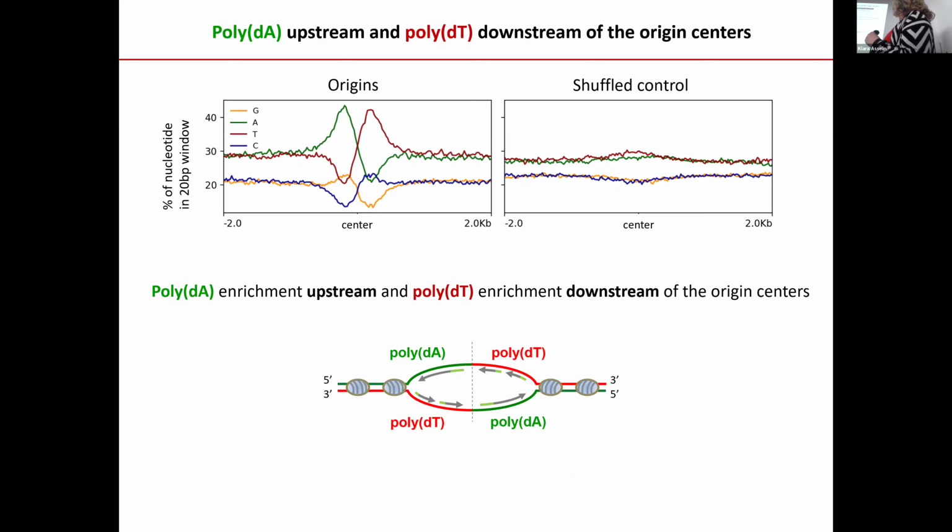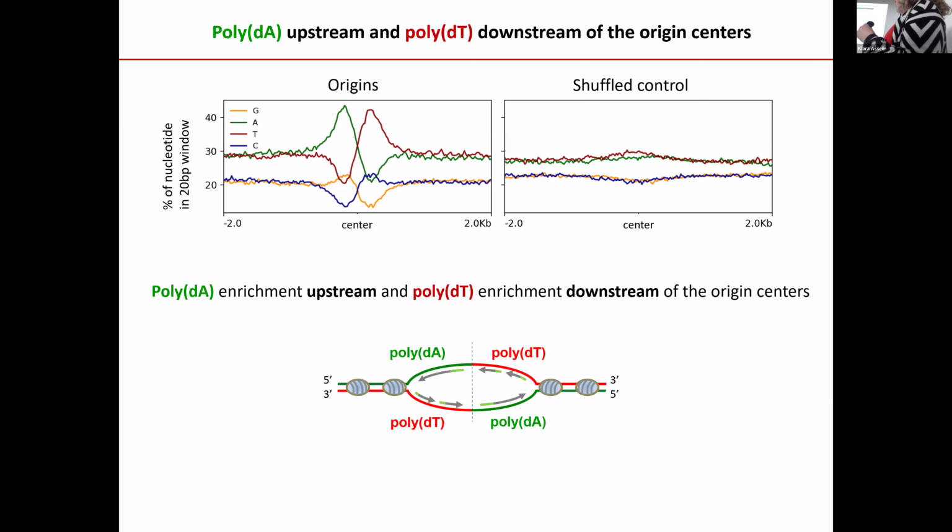We then looked at the nucleotide composition around the origins. So we calculated the percentage of each nucleotide within a 20 base pair window, and we plotted this around the origin centered in the middle. And you see that we have a strong increase of A nucleotides upstream of the origin center, and a strong increase of T nucleotides downstream of the origin center. So we have a very specific structure of nucleotide composition. We also see a slight increase of G in front of the origins and of C's downstream of the origins.